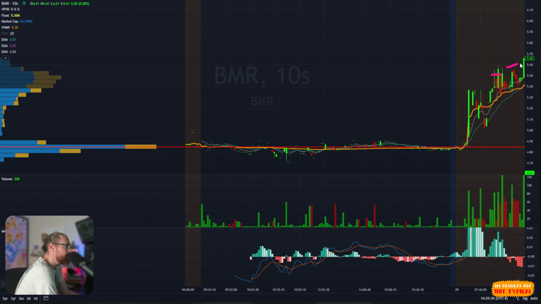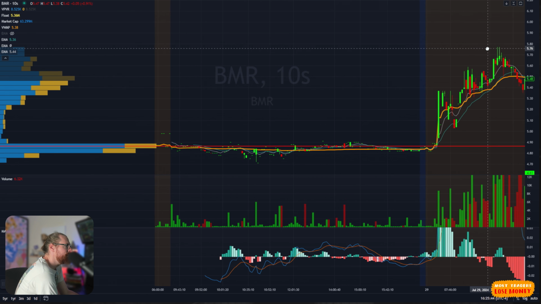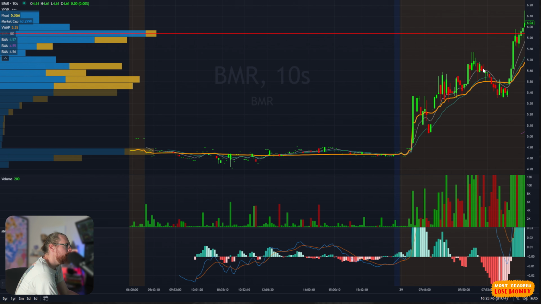Then it squeezes up right here. And I was like, I don't know if I want to get back in because we've got this resistance at 70. I think that's going to be a problem. So I hesitate right here. I don't get back in. And then it comes back up here.